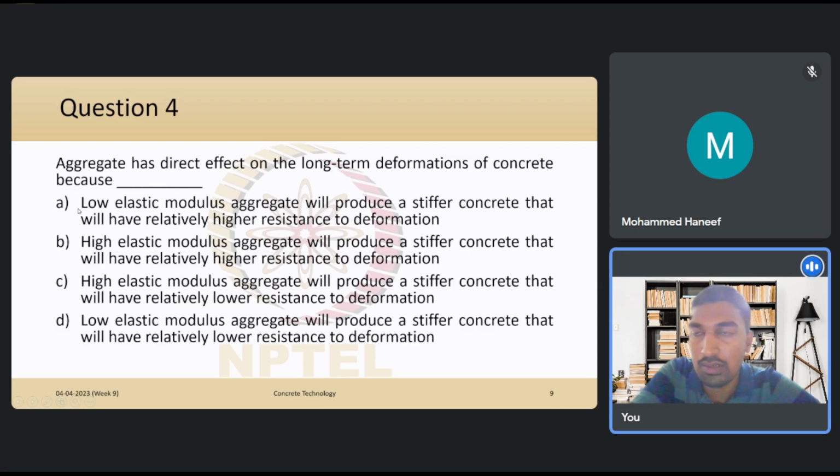So the reasons, we have to pick the right reason. The options are: A, low elastic modulus aggregate will produce a stiffer concrete that will have relatively higher resistance to deformation. Option B is, high elastic modulus aggregate will produce a stiffer concrete that will have relatively higher resistance to deformation. C is, high elastic modulus aggregate will produce stiffer concrete with relatively lower resistance to deformation, and D is, low elastic modulus aggregate will produce stiffer concrete with relatively lower resistance to deformation.